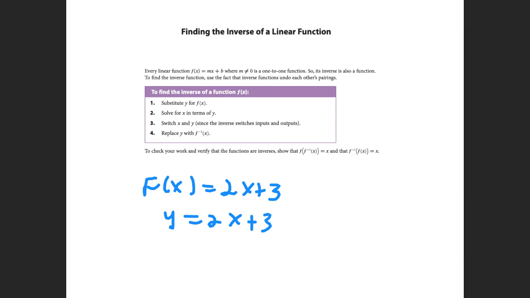Solve for x in terms of y. So basically what they're saying is flip-flop the x and y around. So x equals 2y plus 3, and then you're going to solve it. And then when you're done, you're just going to say f inverse of x is equal to whatever you solved for. Super, super easy to do, but that's what an inverse function does.